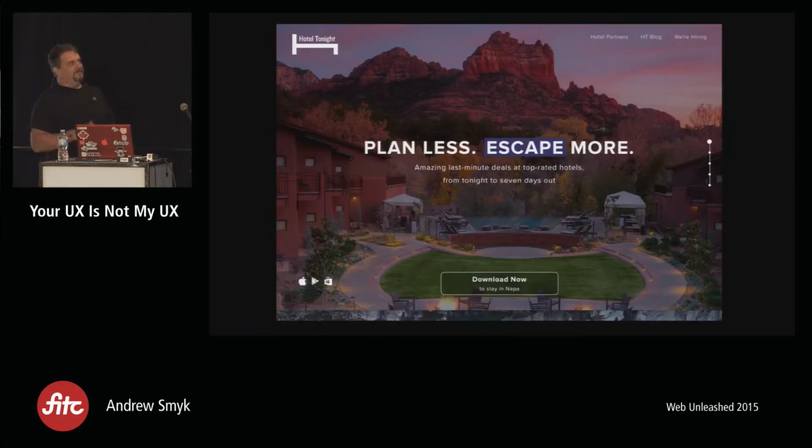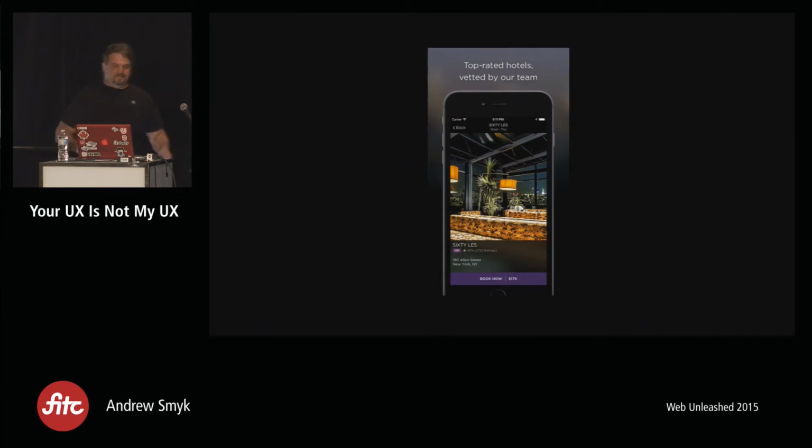So if you go to their website, there's a montage of imagery: plan less, escape more. I want to escape. How many people want to escape? After a crazy project, the last thing you want to do is think about it. While you're pushing the final product to the server, you're quickly looking, where can I escape to? One of the things they also started to do is vet the hotels, with their team from Hotels Tonight going out and test marketing the hotels.